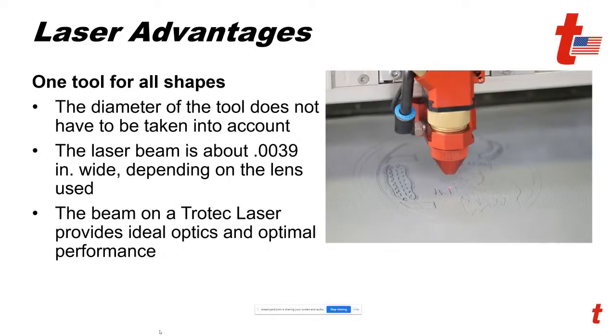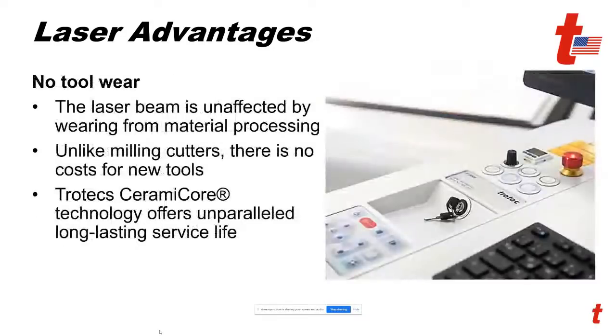And because of this, you can get those kiss cutting abilities without having mechanical shears. And so the detail that is possible when cutting fabric, especially as well as engraving, but when cutting a fabric, can dramatically be improved over traditional mechanical means. So the beam on a Trotec laser provides ideal optics and optimal performance into those intricate details. So these are just the advantages of the laser systems.